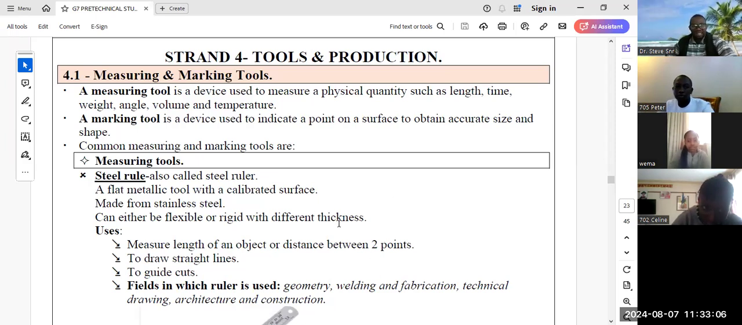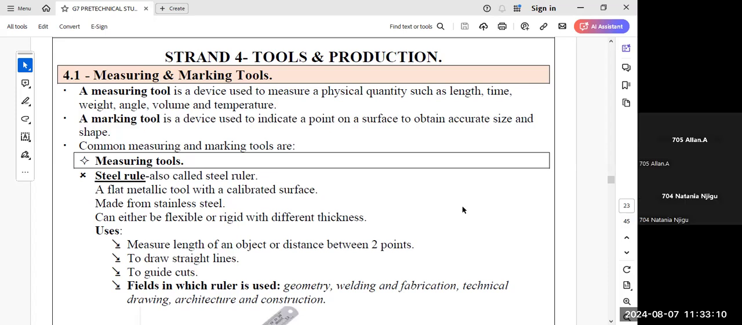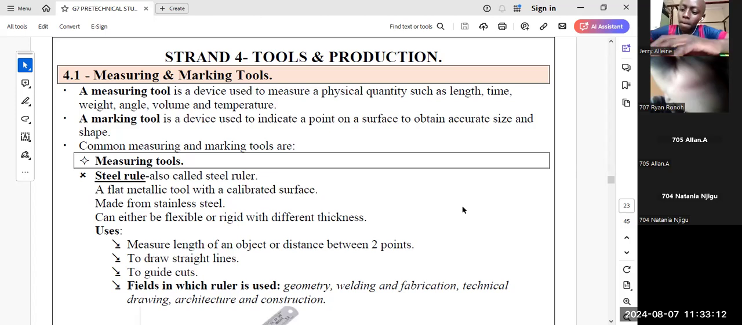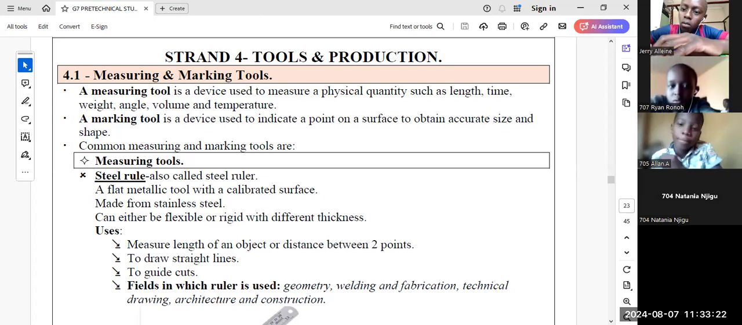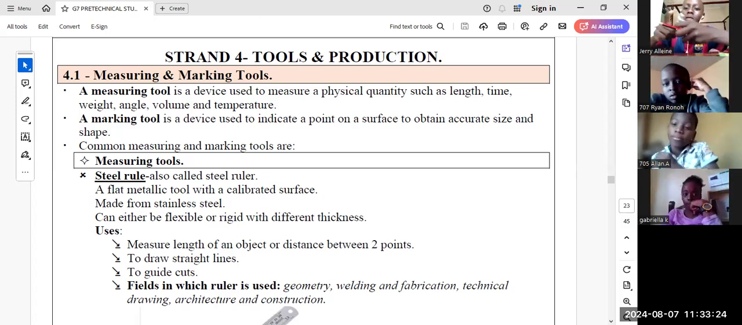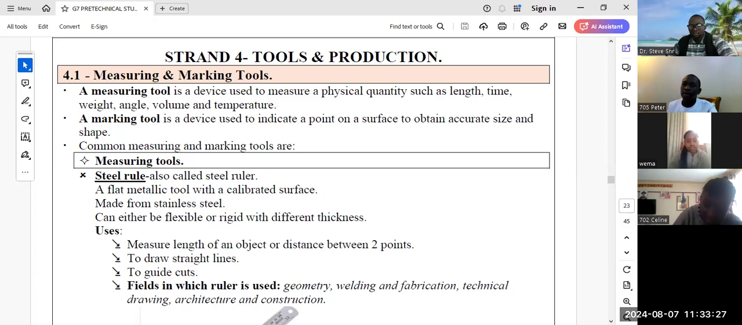Just in case your screen is not visible from your end, you can let me know so that we are on the same page. Jerry, your video is off. Okay, I can see you. Alan, your video is off. Jigu, your video is off. Alan, good. Jigu, good. Okay, so everybody is on board.